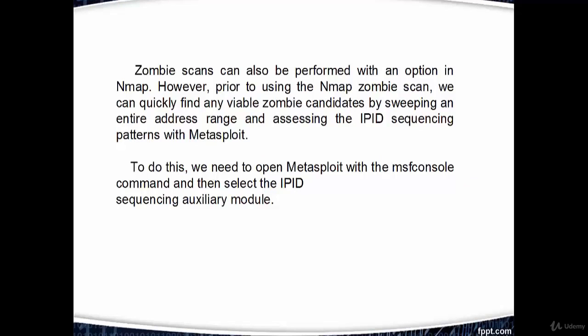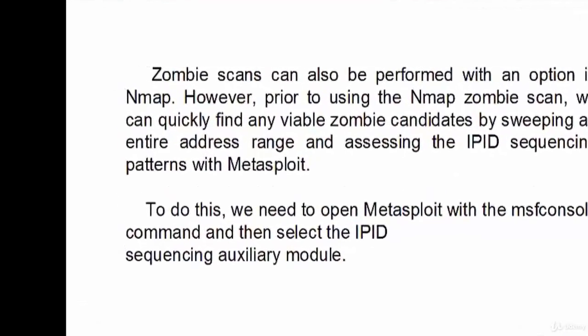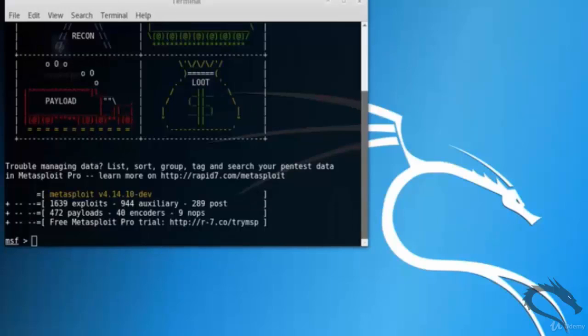However, prior to using the Nmap zombie scan, we can quickly find any viable zombie candidates by sweeping an entire address range and assessing the IP ID sequencing patterns with Metasploit. To do this, we need to open Metasploit with the msfconsole command and then select the IP ID sequencing auxiliary module. Let's start. Open Metasploit.